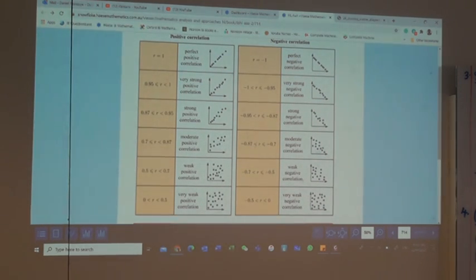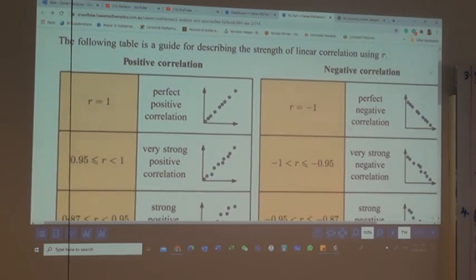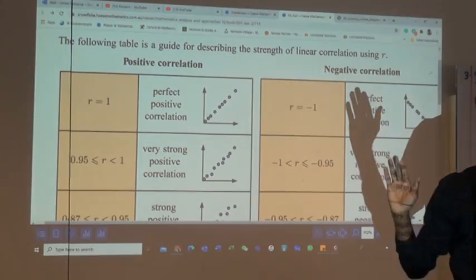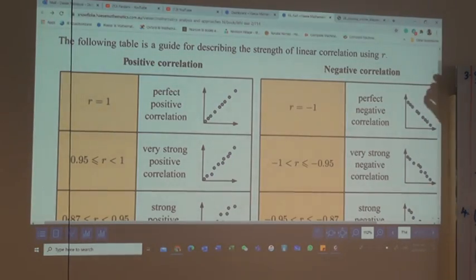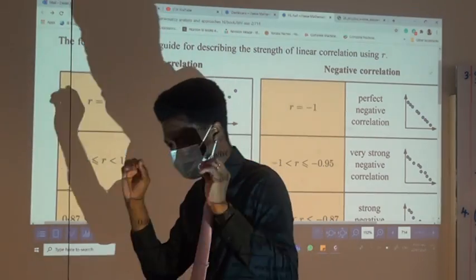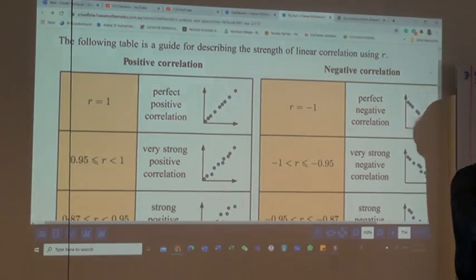I know it's a bit, let me just scroll. You see, perfect and positive. You remember I said the word perfect earlier. R is equal to 1, perfect and positive. R is -1, perfect and negative. It means on the scatter plot, all the points follow a line.